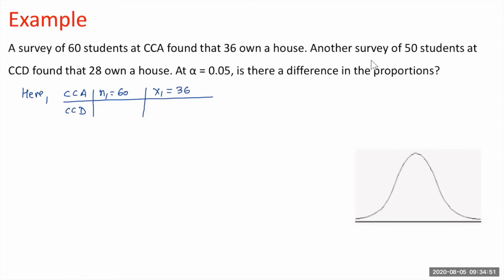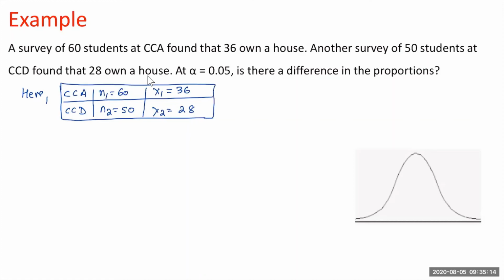Similarly, you have another survey at CCD, which is 50 students. So N2 is equal to 50. And then your X2, 28 of them have a house. So X2 equals 28. So this is the information given in the problem.